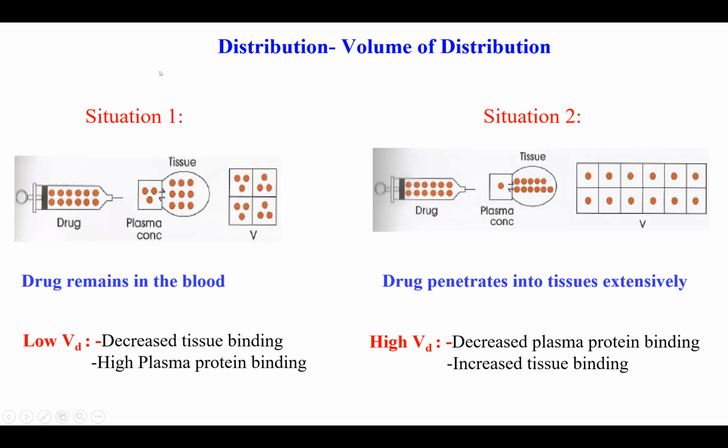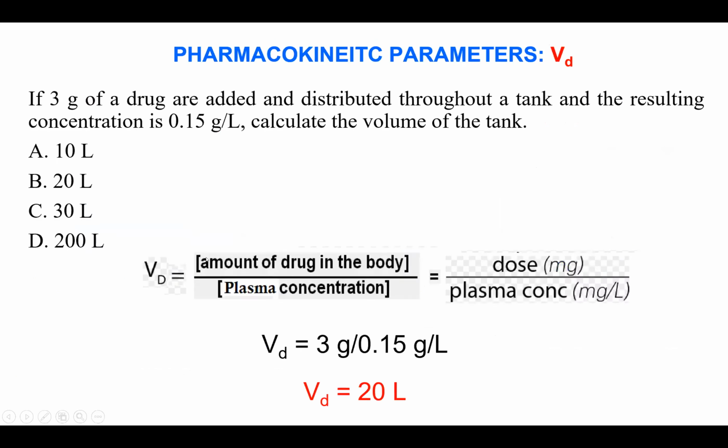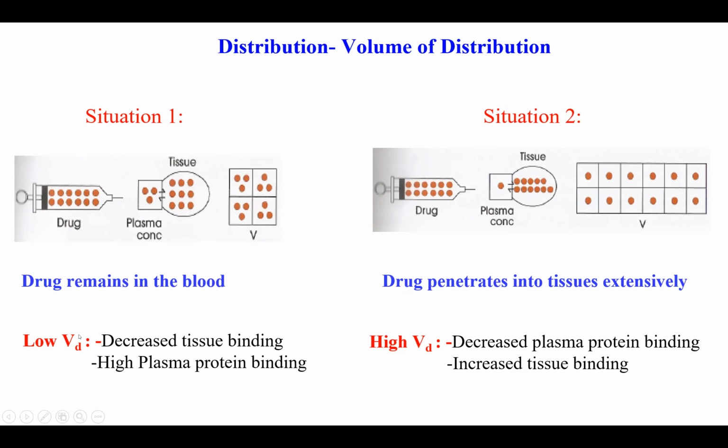If the drug remains in the blood, meaning we have a low volume of distribution, for example 4 liters, the drug is in the plasma. If we have a low VD, it means that there is decreased tissue binding, so there is a hindrance in the distribution of the drug in the tissues. Remember, after absorption, the drug is in the blood and we need to distribute it for the drug to reach the target site. Okay?